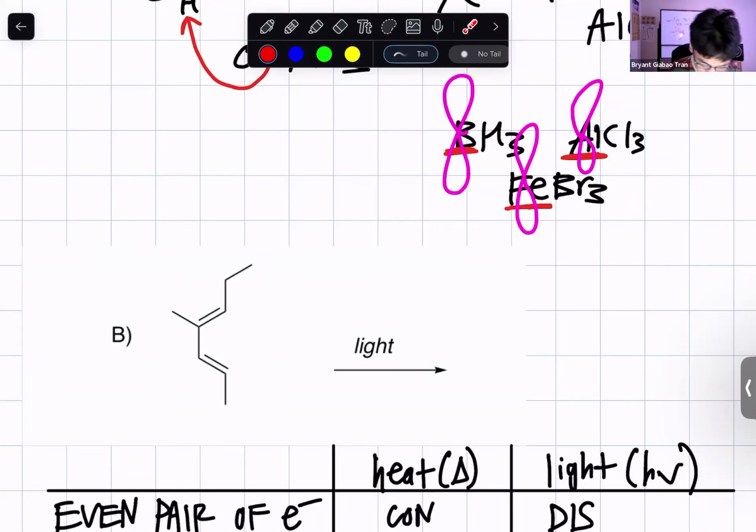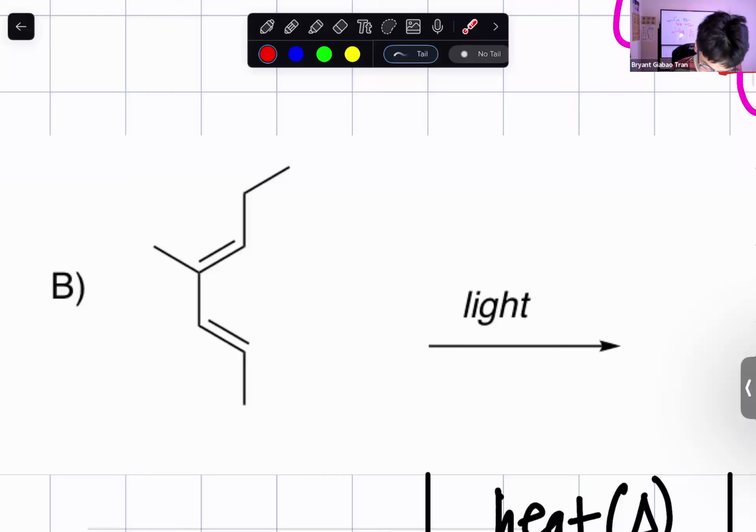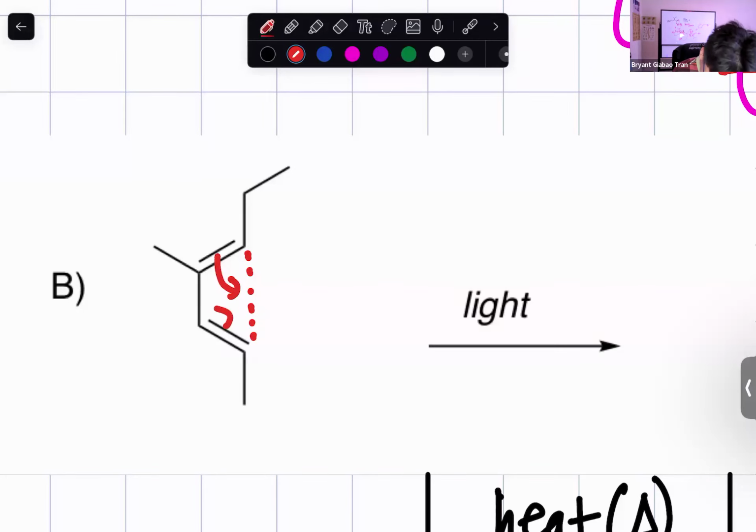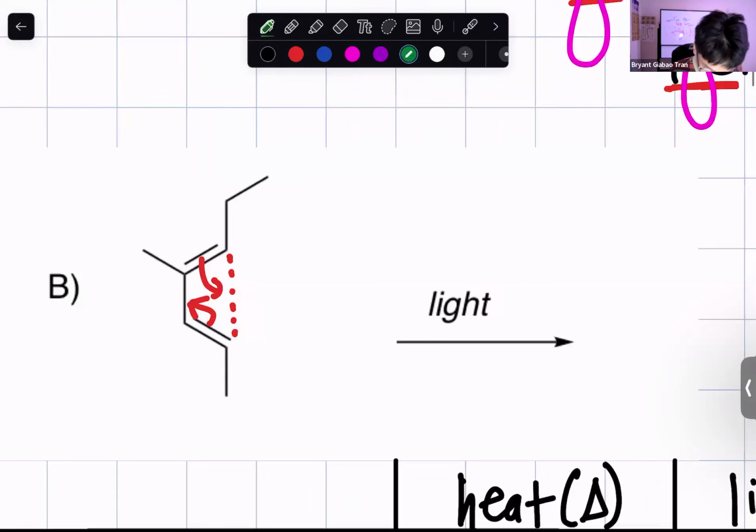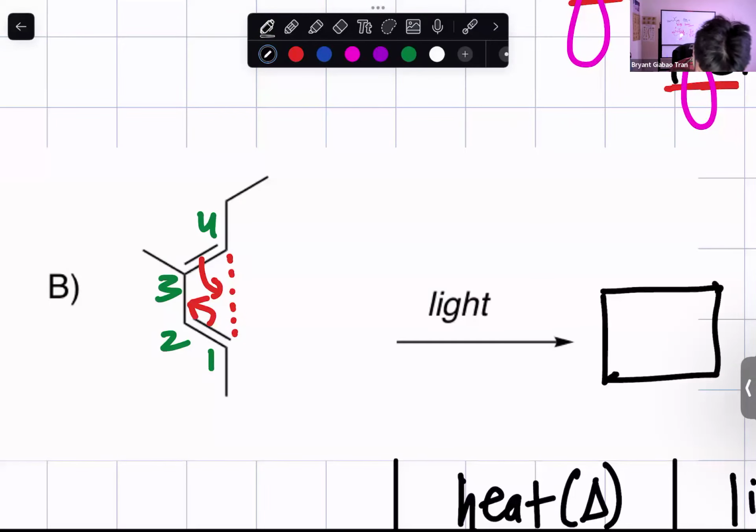Ring closing, right? Because we see no ring so far, and we see this system here is able to close down like this, right? Where those will be the arrows for ring closing. And I'm going to number these atoms 1, 2, 3, 4, which would create this 4-membered ring here, right? Which is this 1, 2, 3, 4.